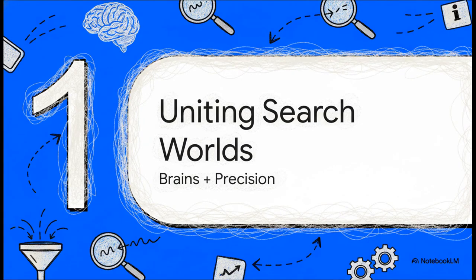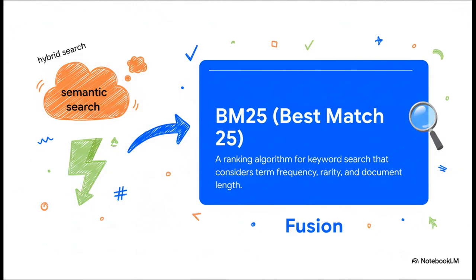And that's exactly where hybrid search comes in to save the day. It's the beautiful solution that basically asks, why on earth would you choose? The whole idea here is to unite these two different worlds, to fuse the brains of semantic search with the precision of keyword search. Now, to build a great hybrid system, you can't just use any old keyword search. You need one that's, well, a lot smarter.